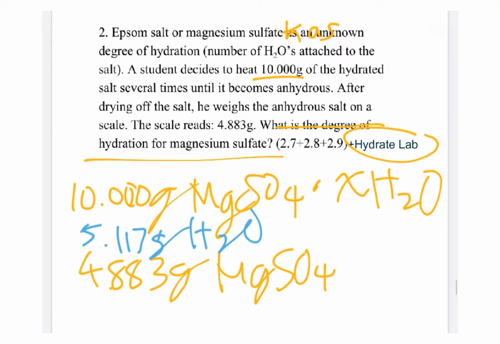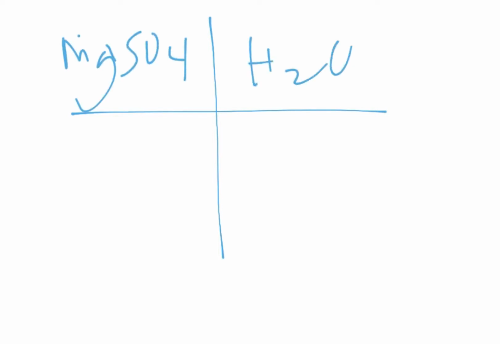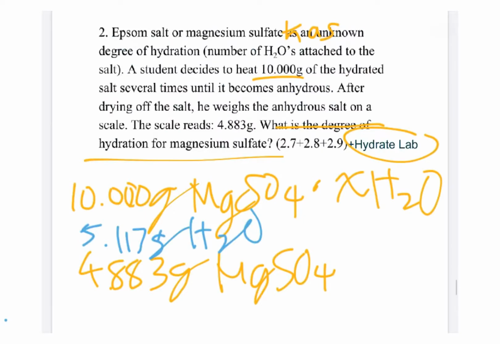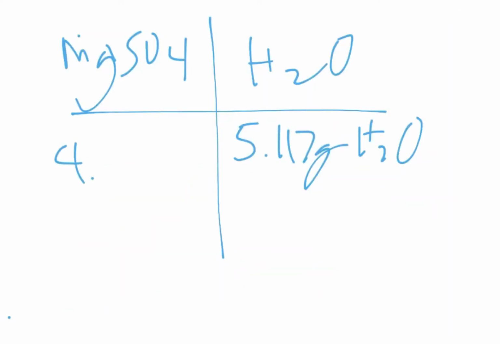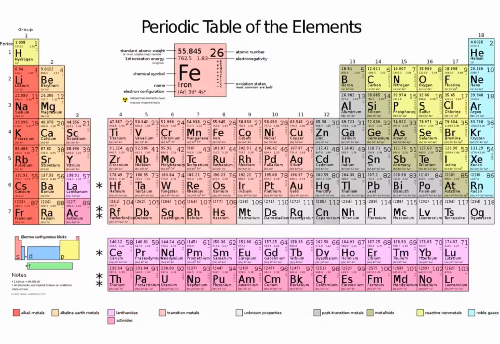Now let's do a table to figure out the empirical formula. So this will be magnesium sulfate, this will be water, and we have 5.117 grams of water, and how much of the anhydrous? 4.883. Now we have to convert these to moles. So how do we accomplish this? Well, the molar mass of H2O is 18.02, and the molar mass of magnesium sulfate, well, I'm not too sure about that either. So let's look at this periodic table.